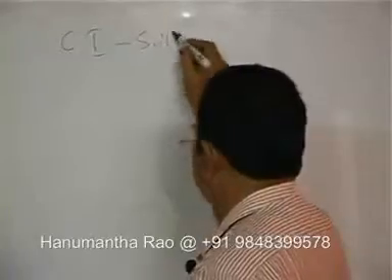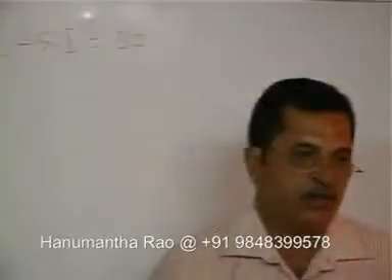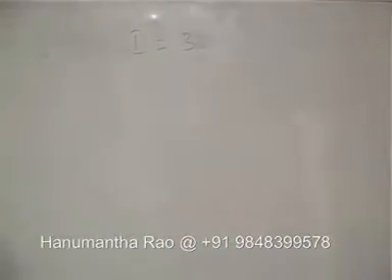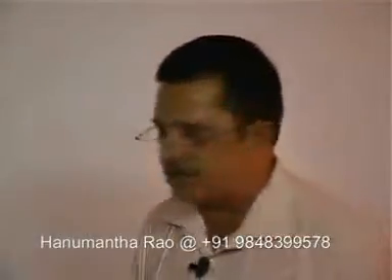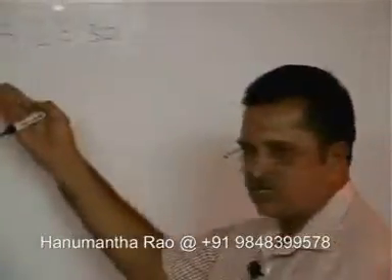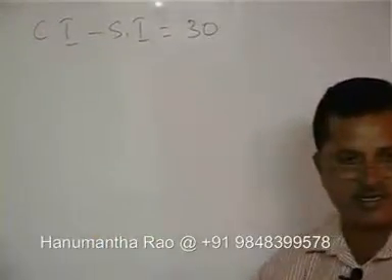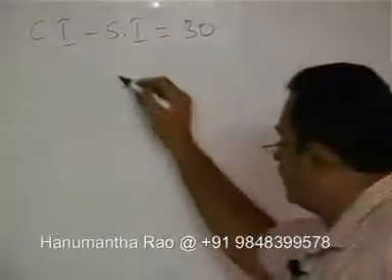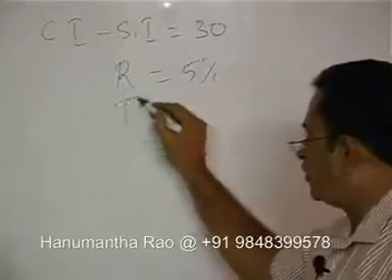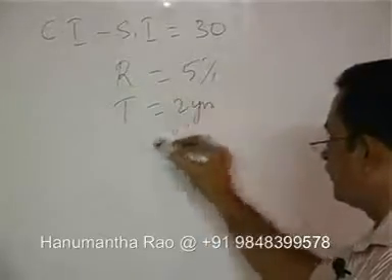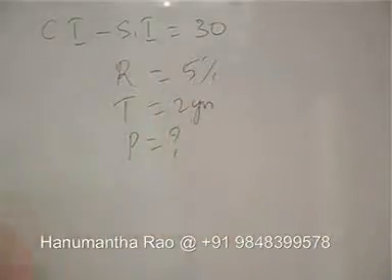Compound interest minus simple interest is 30 rupees. The difference between simple interest and compound interest is 30 rupees means usually compound interest will be more, is it not? Definitely. That is the reason I wrote compound interest minus simple interest as 30 rupees, at the rate of 5% for 2 years. Find the sum means you will have to find the principal.